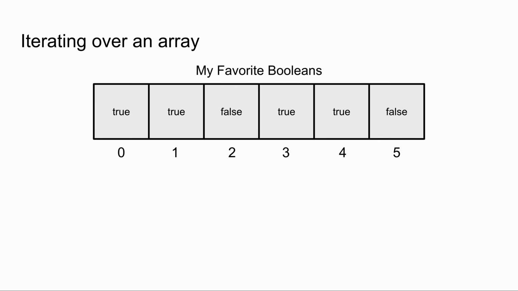Lastly, I'm going to go over array iteration, which is one of the most useful functions of arrays. Here I just have the array of my favorite booleans, and since making this array, I've had a major change of heart. I want to flip all of my favorite booleans, so I want to make each false into a true and each true into a false.